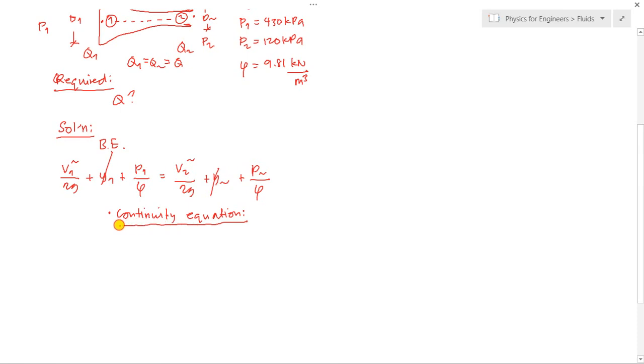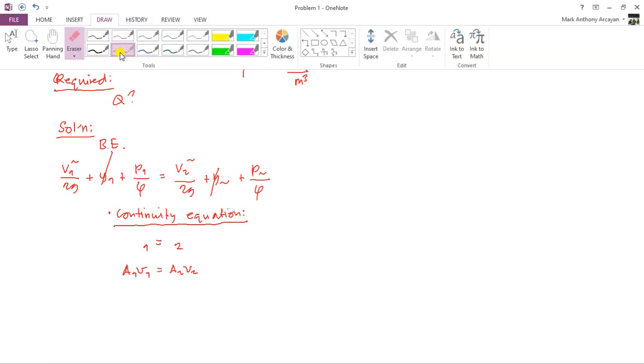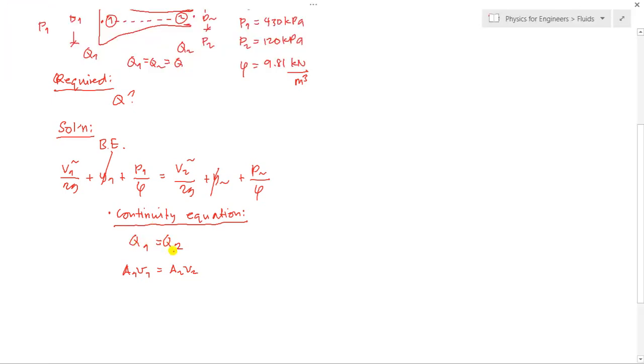In the continuity equation class, we have the volume flow rate at point 1 equal to the volume flow rate at point 2, right? Continuity equation. And the volume flow rate is just equal to the area times the velocity. That is area 1 times the velocity at point 1 is equal to area 2 times the velocity at point 2. Q1 is equal to Q2. So if we get one of the velocities, then we can directly solve for the volume flow rate.